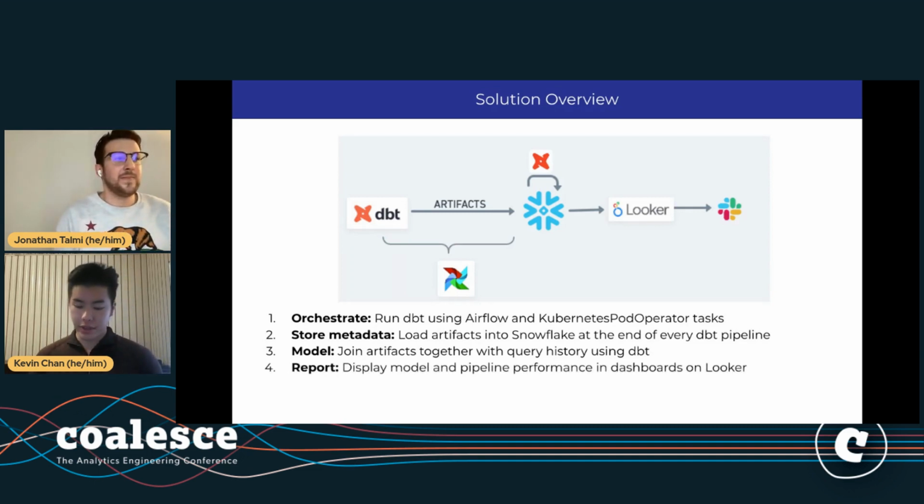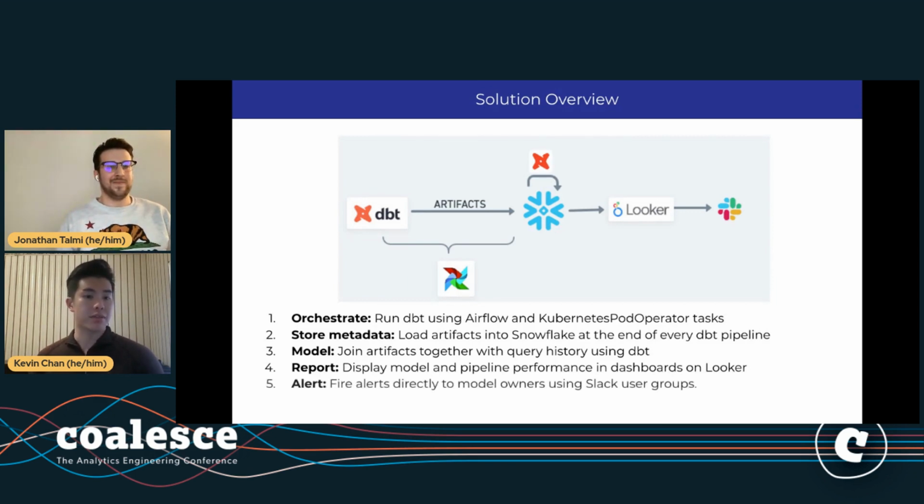So once we have effectively transformed the data and created a structure that we can work with, that's when we can start to build dashboards upon it and take a look at how our pipelines are doing, what models have failed, what tests are failing, how long these models have been executing. And by merging it with the query history in Snowflake, we can take a look at how many bytes of data are spilled onto disk, and what the credit usage is in Snowflake.